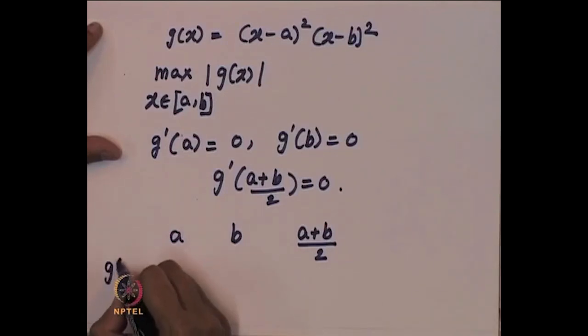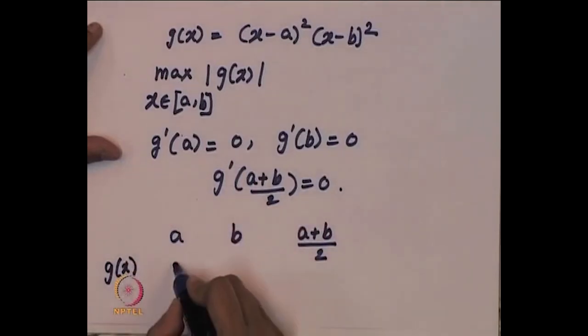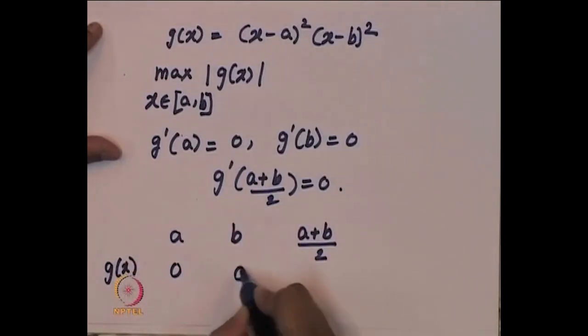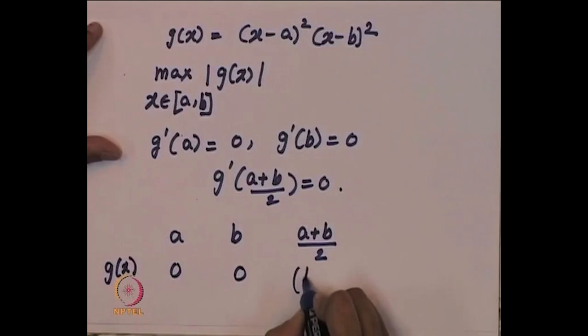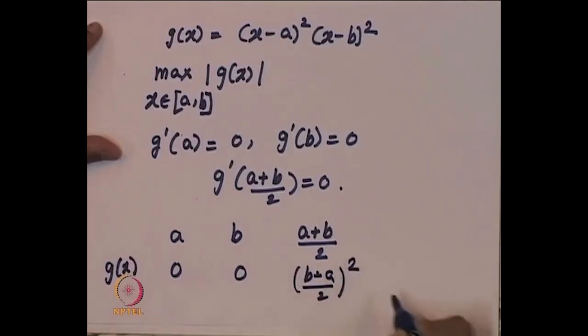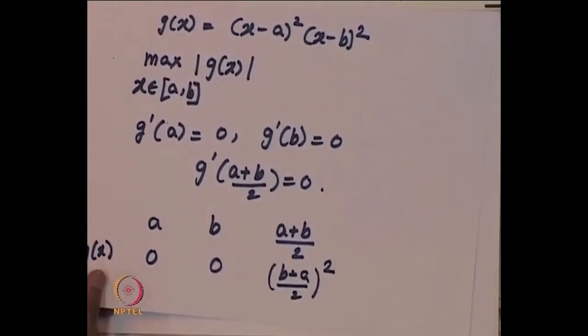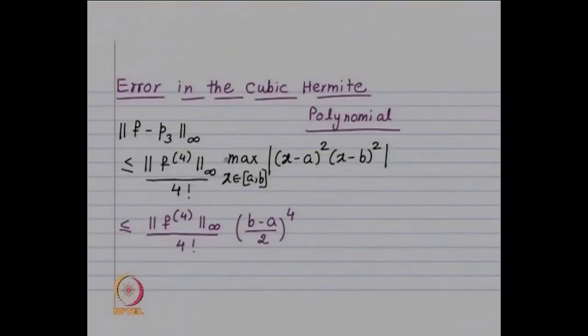So, when I look at g(x), g at a will be 0, g at b will be 0, and g at (a+b)/2 will be ((b-a)/2)^2, and hence we will have the error in the cubic Hermite polynomial to be less than or equal to the norm of f^(4) infinity divided by 4 factorial into ((b-a)/2) raised to 4.